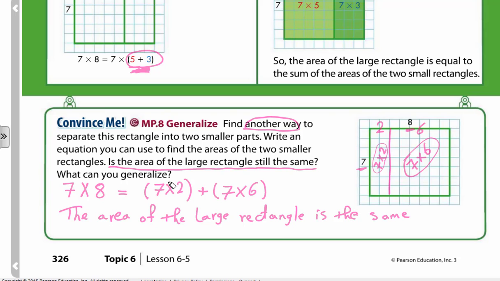And what can we generalize? That the area of the large rectangle equals the sum of the areas of the two small rectangles. Okay, this is too much to write, so we will not write this. But you should know that when you break the rectangle, the area of the large rectangle equals the sum. Sum means plus. The sum of the areas of the two small rectangles. Okay, my heroes, just write this because we need to move to the next page.